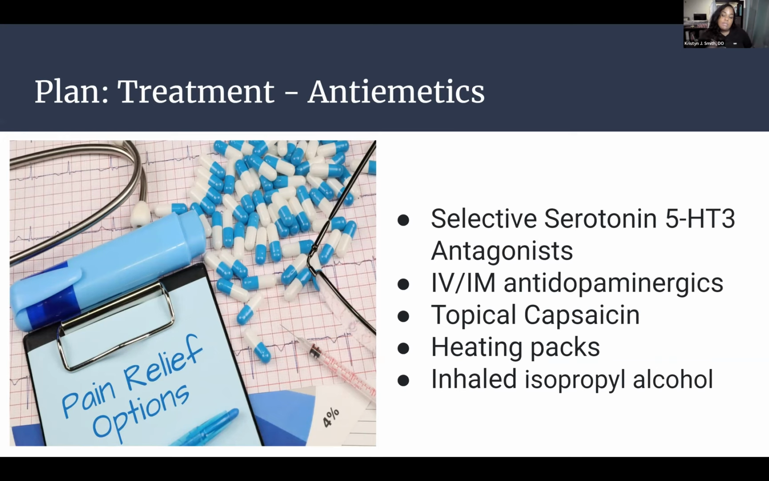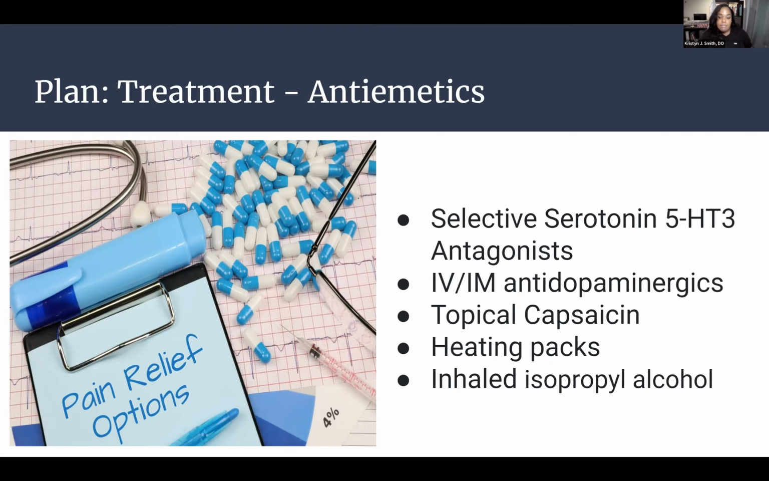Does a patient need metoclopramide? Does the patient need Haldol? If a patient is coming in with gastroparesis, I really like topical capsaicin. It seems to work for some patients pretty well. You can also try using heating packs to the abdomen.